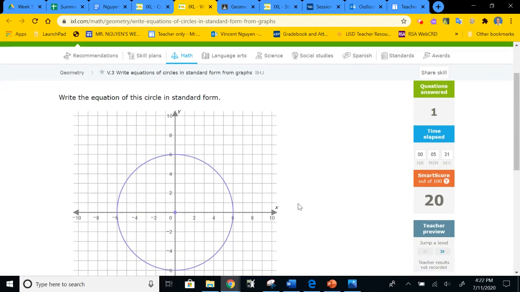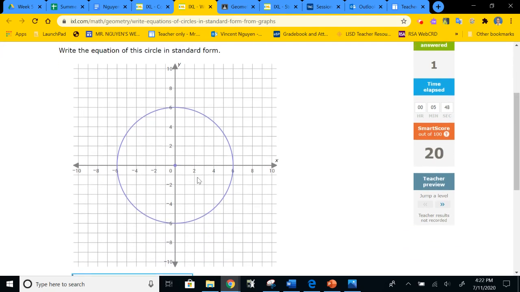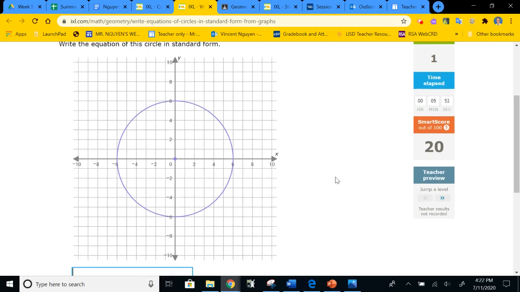But when you're doing a quiz or a test, sometimes that number is not written in the squared form. So if they give you a 9 instead of 3 squared, you need to know that the radius is actually 3. All right, let's take a look at this one. If they start to repeat with the center at 0, 0, we're going to jump level just so that we get a more challenging problem.